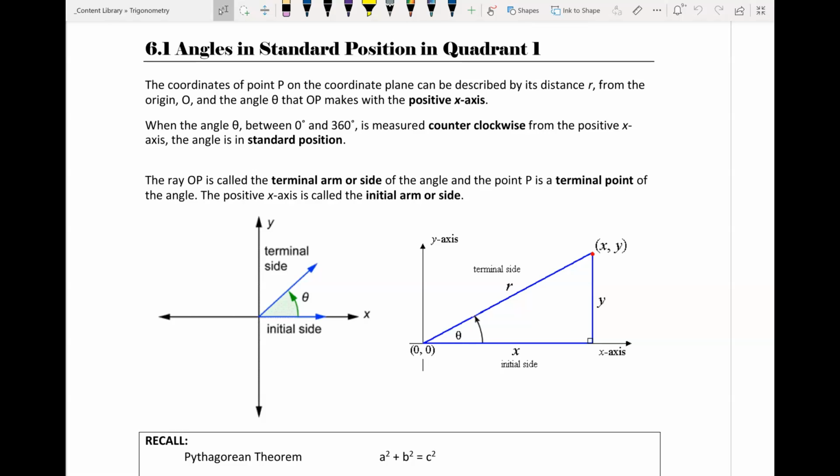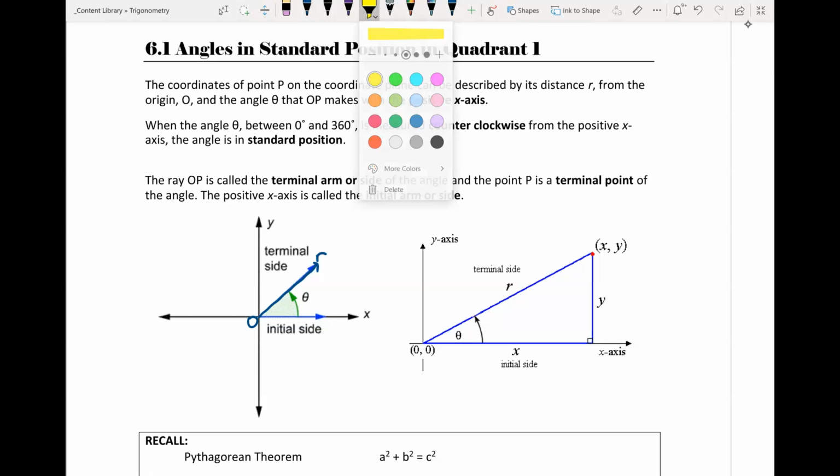The coordinates of a point P on the coordinate plane can be described by its distance r from the origin O. So this would be O, your origin, and we're looking at some distance r from O, and it creates an angle theta that OP makes with the positive x-axis, which is over here.